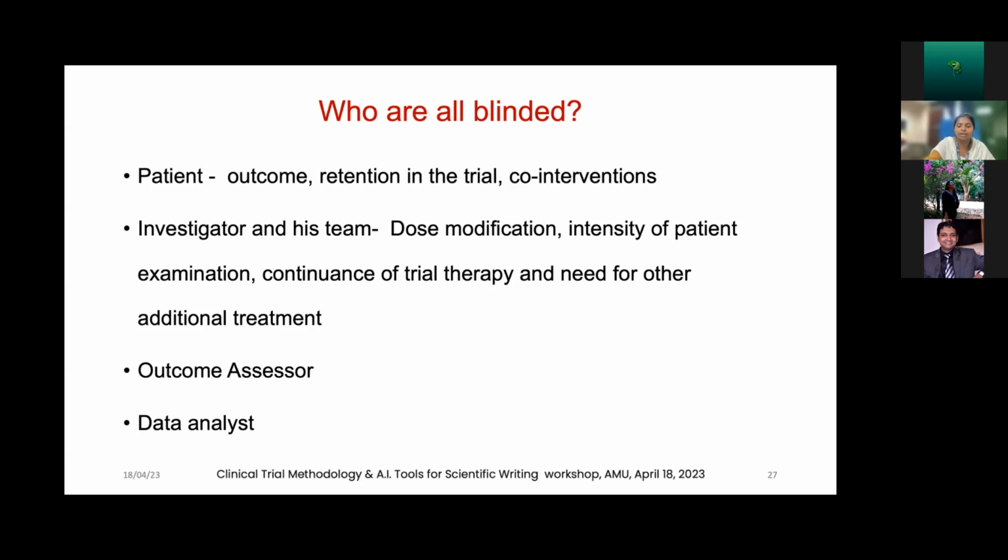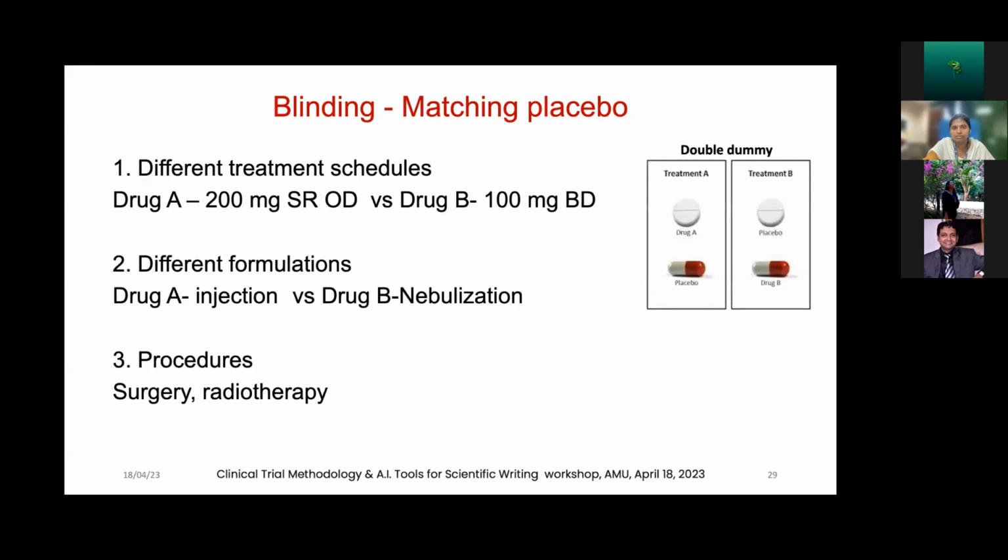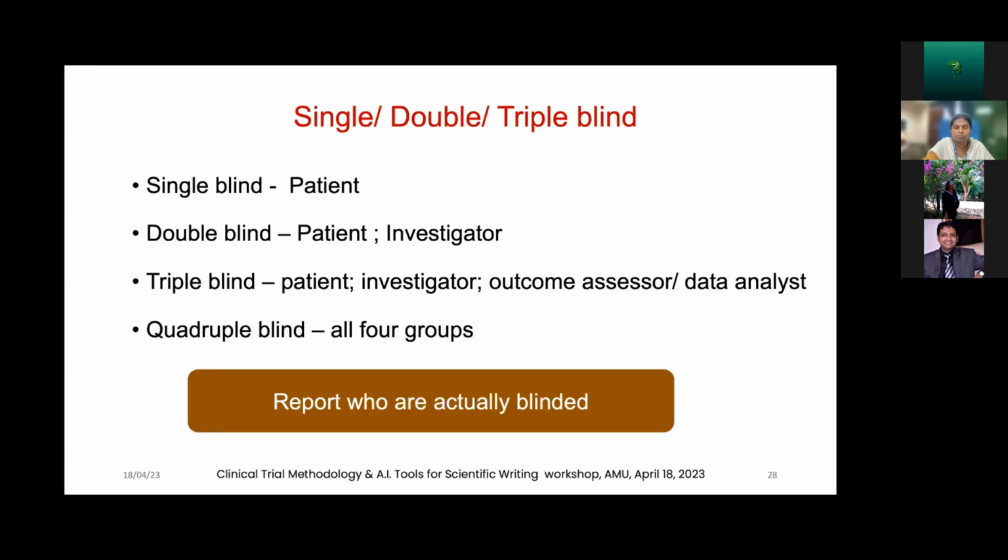So how will you achieve blinding? By using a matching placebo. And depending on who is blinded, you often see it described as a single blind trial, double blind trial, triple blind trial, or quadruple blind. Single blind usually refers to the patient alone being blinded, and double blind usually refers to patients and investigators being blinded. But even if the patient and investigator are blinded, if the outcome assessor of some outcome is not blinded, then the purpose is defeated.